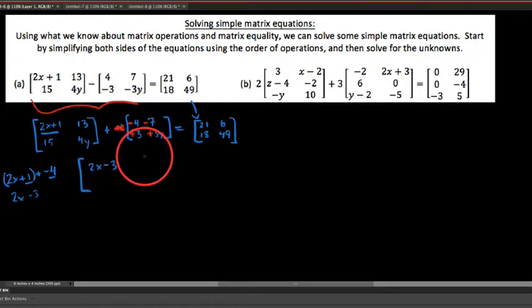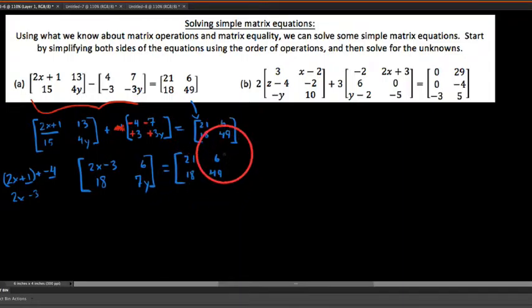13 plus a negative 7 adds up to 6. 15 plus a positive 3 is 18. And then 4y plus 3y becomes 7y. And so now we know that all of that is still equal to the 21, 6, 18, and 49 that was on the matrix on the right. What we can do now is start to relate some of these unknown values to the known values that they correspond to in the other matrix.